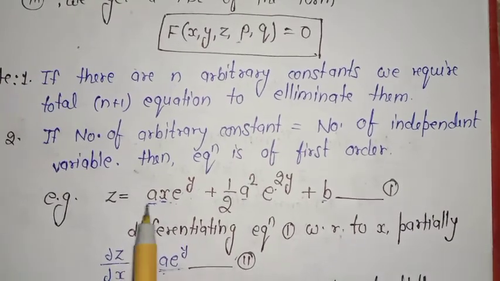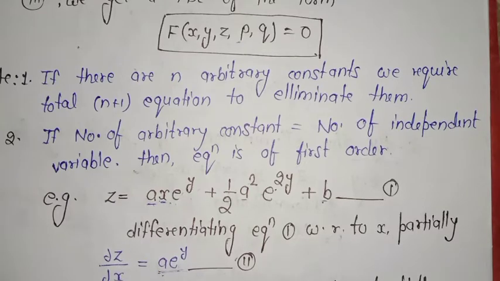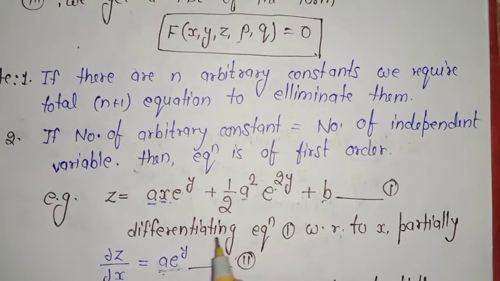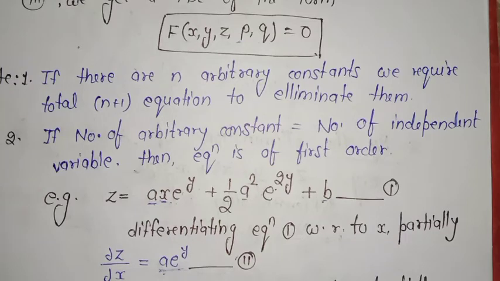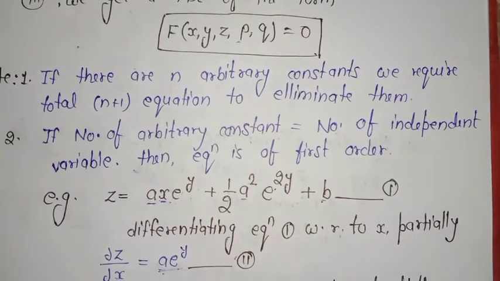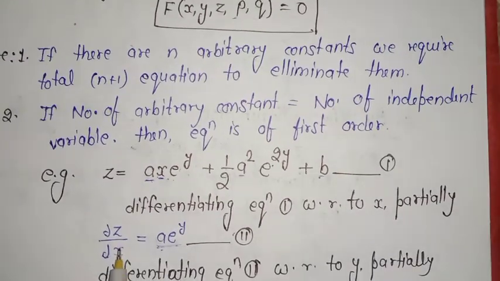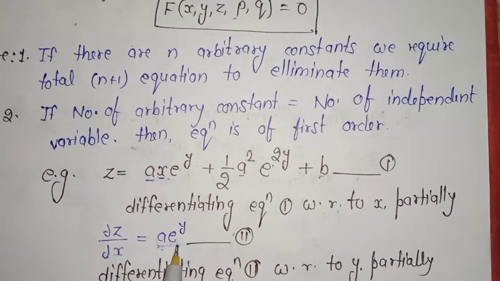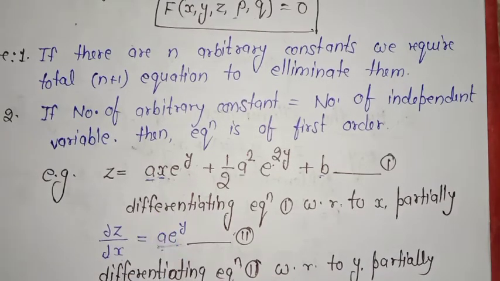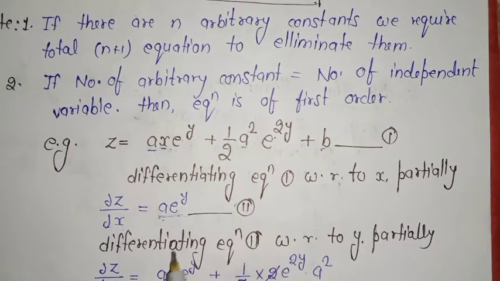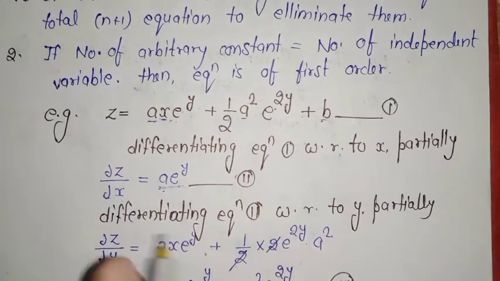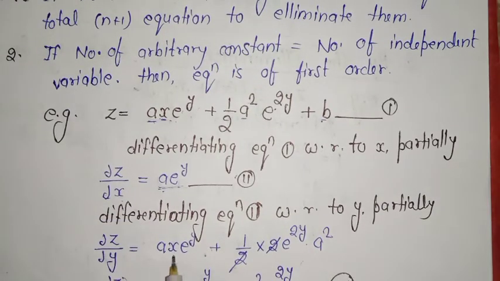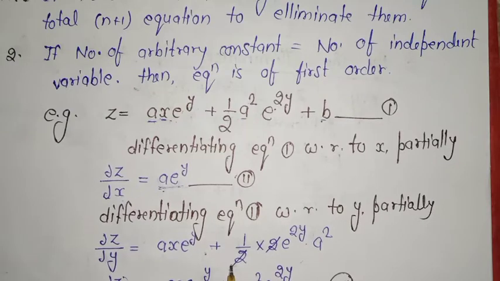In order to eliminate a and b, firstly we need three equations. The first is given. To get the second and third equations, we differentiate equation 1 partially with respect to x and then with respect to y. If we differentiate equation 1 with respect to x partially, we get del z by del x equals a e raised to power y, because the derivative of x becomes 1. So this is our equation number 2. Now we differentiate the same equation 1 with respect to y partially, and we get del z by del y equals a x e raised to power y plus 1 by 2.